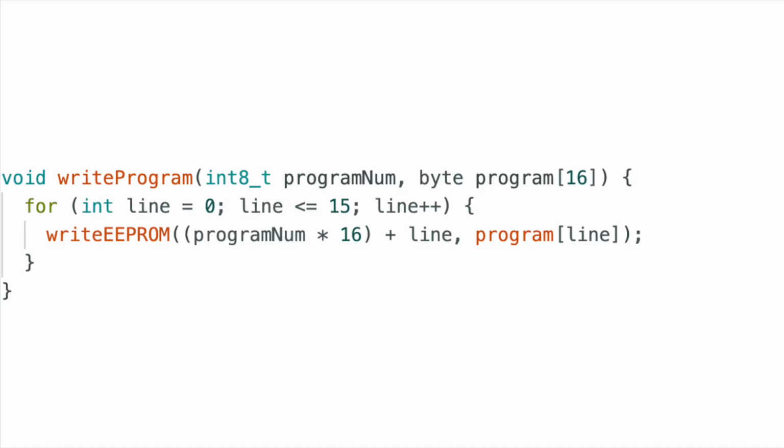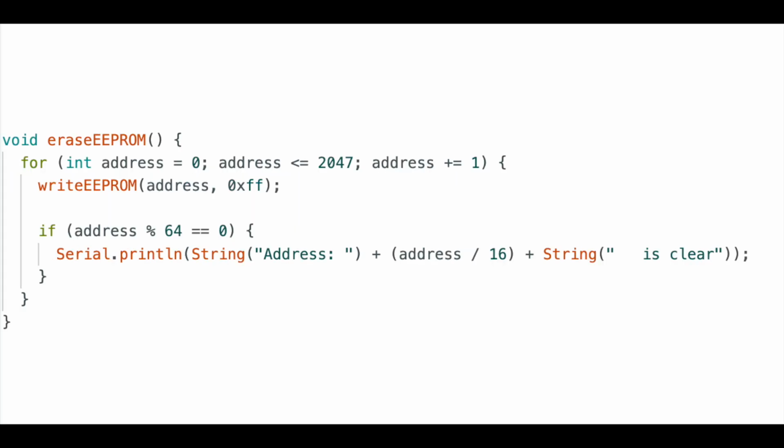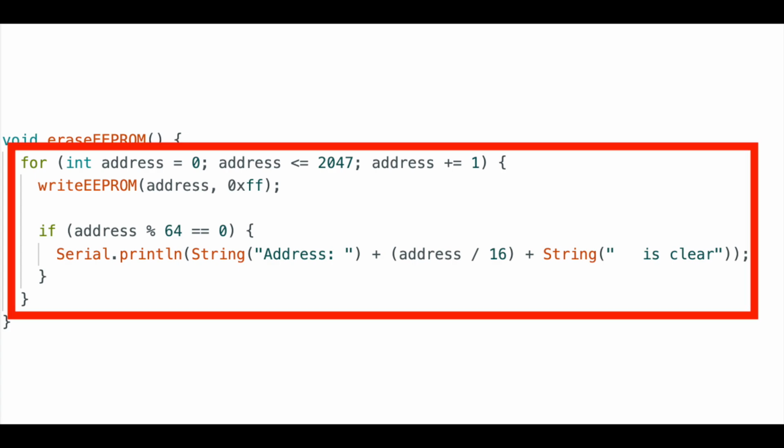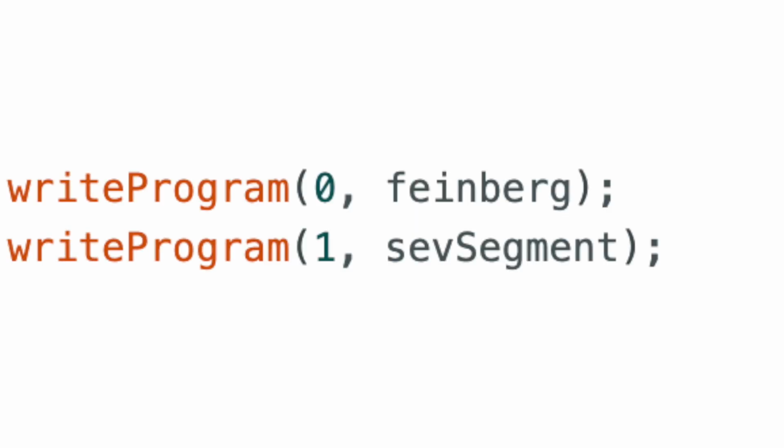The next function is write program, which essentially uses the write EEPROM function 16 times and writes the corresponding byte to each address, where the function requires a 16-byte array. The last function is erase EEPROM. The function goes through all 2048 bytes in the EEPROM with a giant for loop and writes every bit high with 0xFF. Together, these functions can be used to wipe out the EEPROM, write Feinberg's code to the first page, and a 7-segment map to the second page.